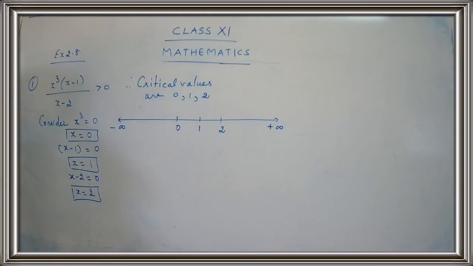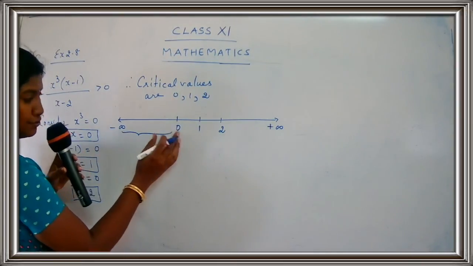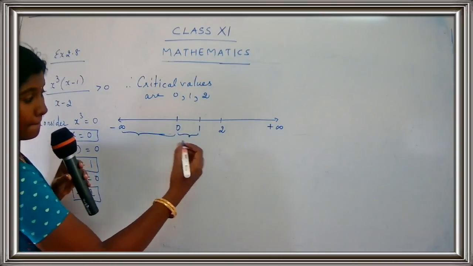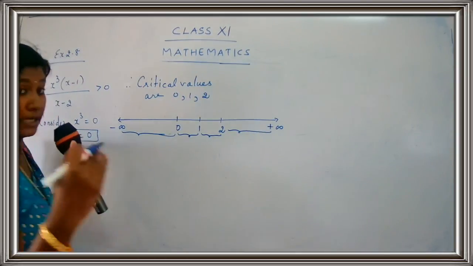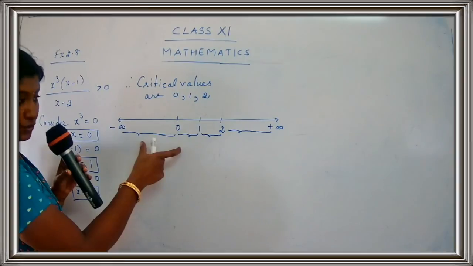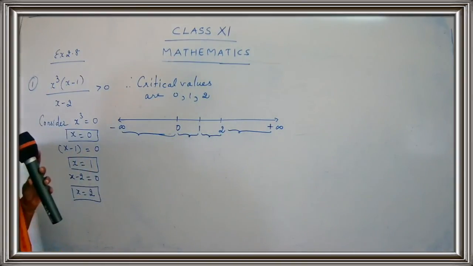Now we are going to choose the intervals. What will the intervals be here? The first interval will be from minus infinity to 0, next 0 to 1, then 1 to 2, and 2 to infinity. So in total we get 4 intervals. Okay children, 4 intervals: minus infinity to 0, 0 to 1, 1 to 2, and 2 to infinity.